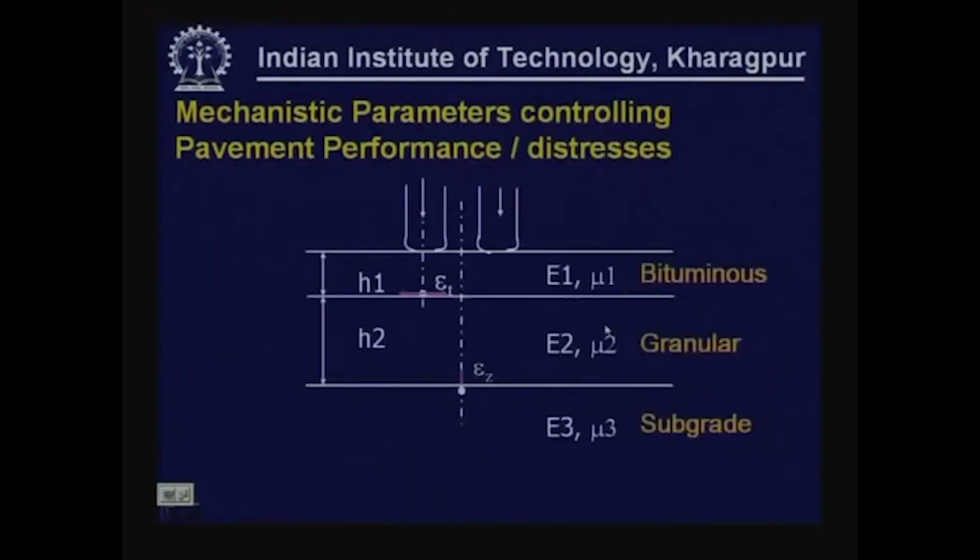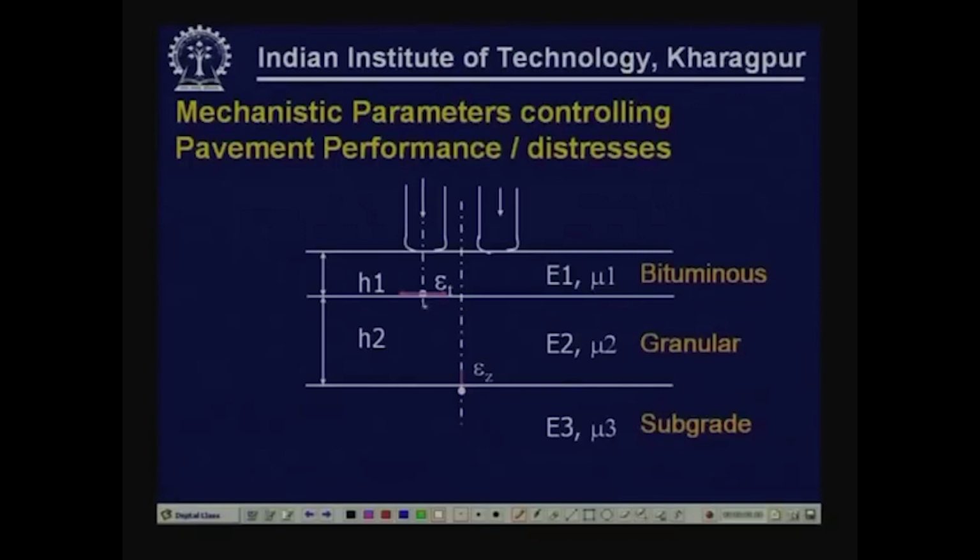For a pavement loaded by wheel loads, the tensile strain at the bottom of the bituminous layer, as you see here epsilon t, is considered to be critical in explaining the fatigue behavior of bituminous layers. Similarly, the vertical strain on top of subgrade epsilon z is considered to be critical in explaining the permanent deformation behavior of the pavements. So, these are the two parameters that have been found to have good correlation to fatigue cracking of bituminous layers and also permanent deformation of bituminous pavements.